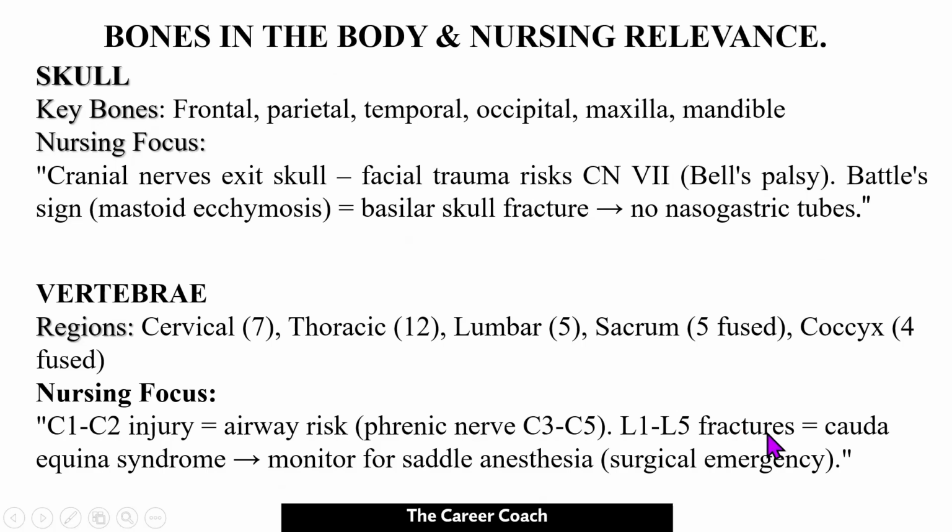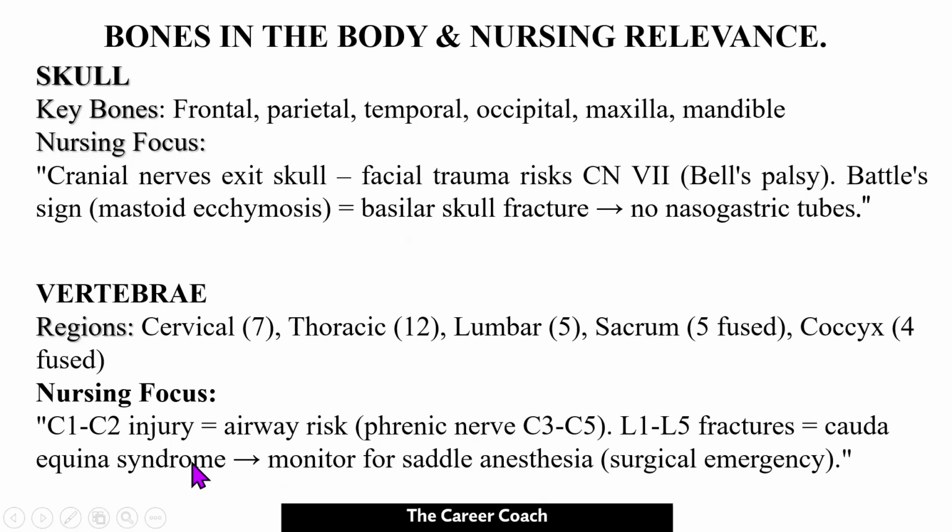If the lumbar vertebra is fractured, it will lead to a condition called cauda equina syndrome. What is cauda equina? Cauda equina is a bundle of spinal nerves and nerve roots located at the lower end of the spinal cord. If they are damaged, it will lead to cauda equina syndrome. Symptoms include severe lower back pain, loss of bladder and bowel control, and saddle anesthesia. Saddle anesthesia means loss of sensation in the inner thighs, just around the genitals.